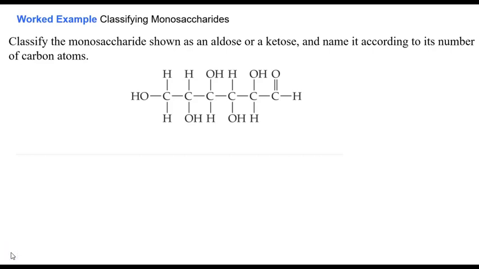All right, so the solution here, the first step is to determine if this monosaccharide is an aldose or a ketose, and then determine the number of carbons present. So this one, we can see at the end, we have the carbonyl group on the end. That means it's an aldehyde, so that would be an aldose sugar. And it contains 6 carbons, so it's going to be a hexose. So this will be an aldohexose.